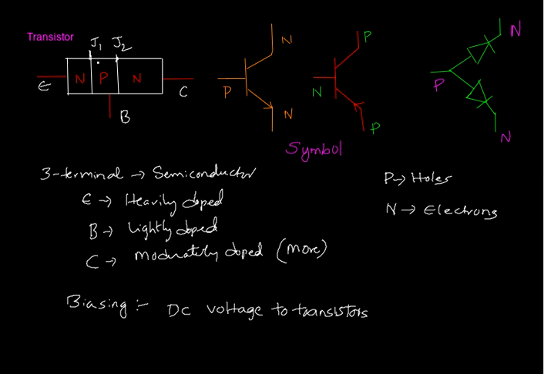So here we have seen two junctions. J1 is the input junction, whereas J2 is the output junction. When we give biasing to the two different junctions, then we can operate a transistor in different ways. Now I will tell you how we can operate a transistor in different ways.